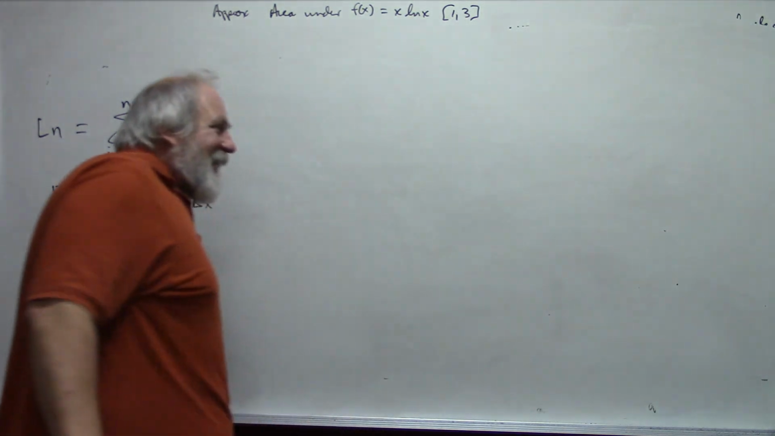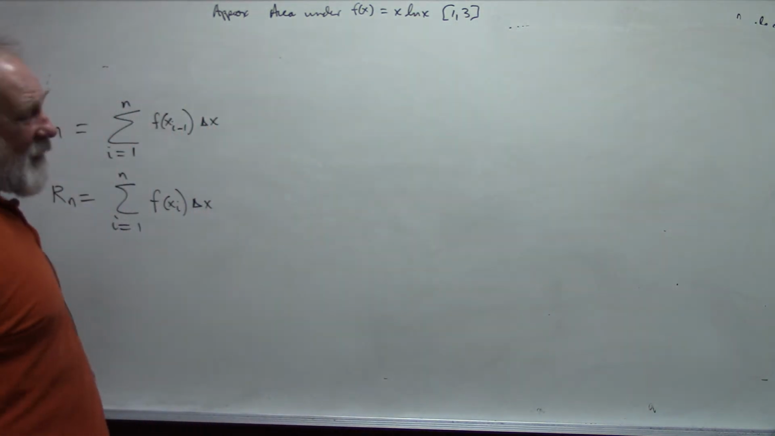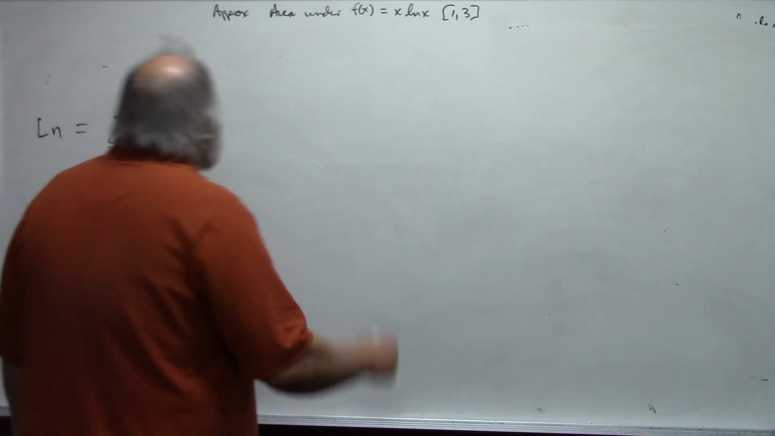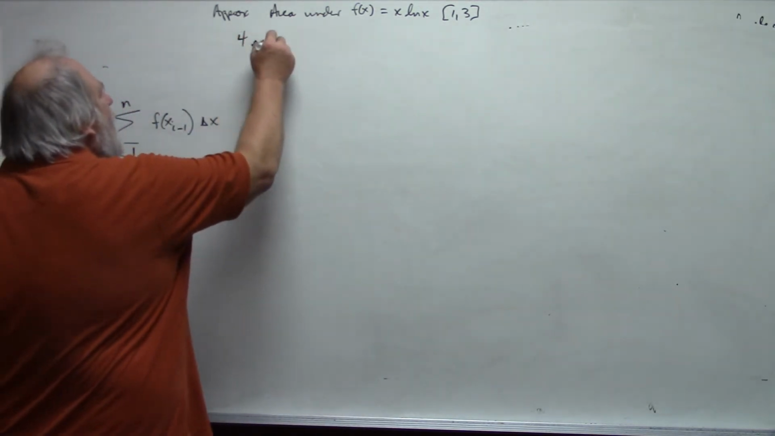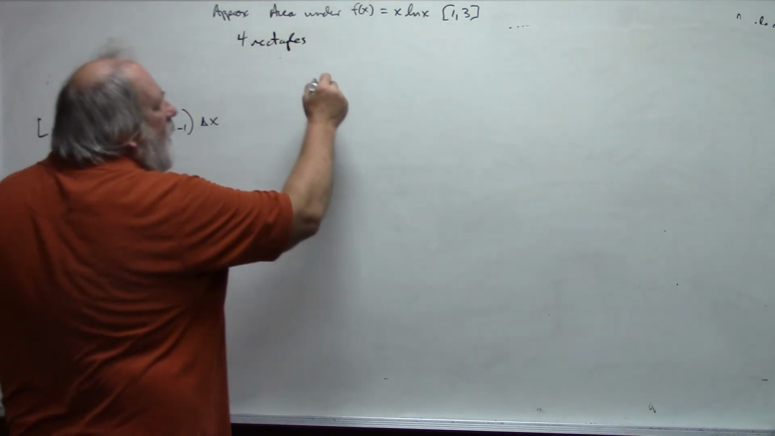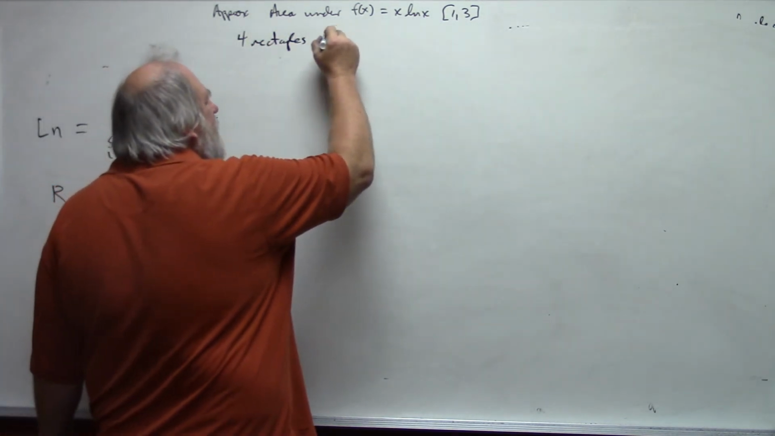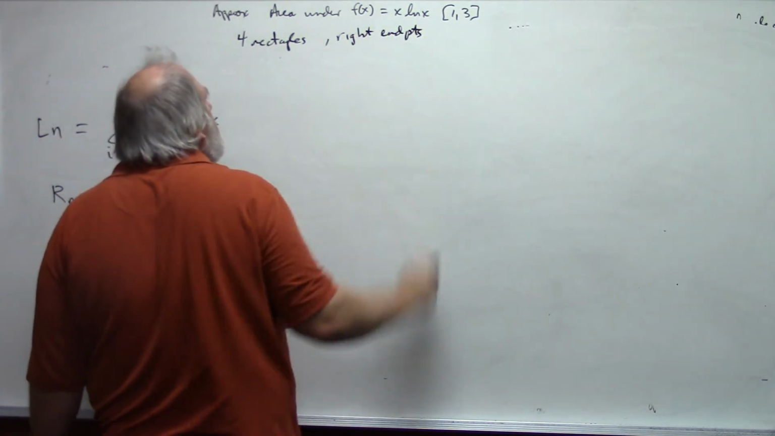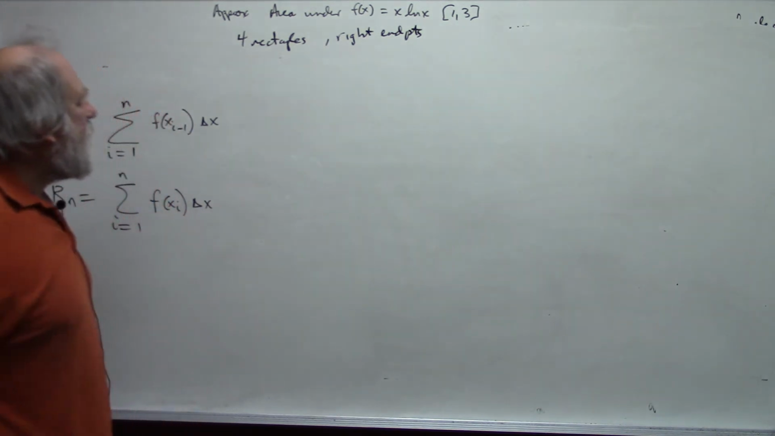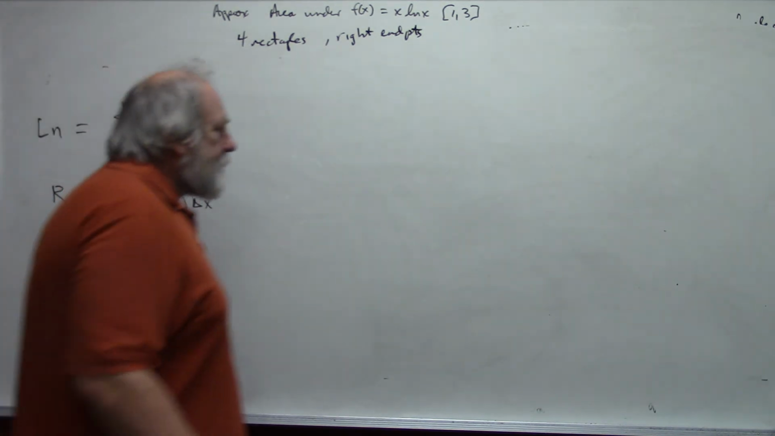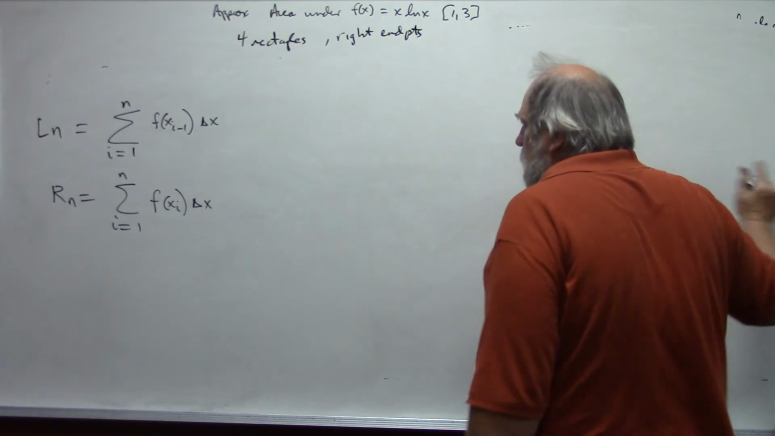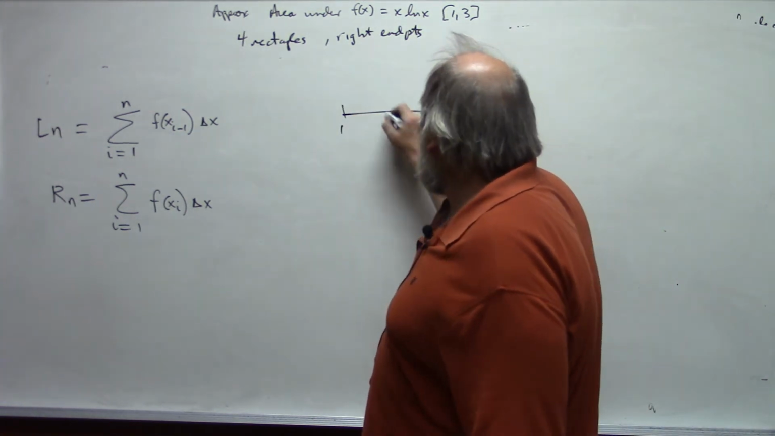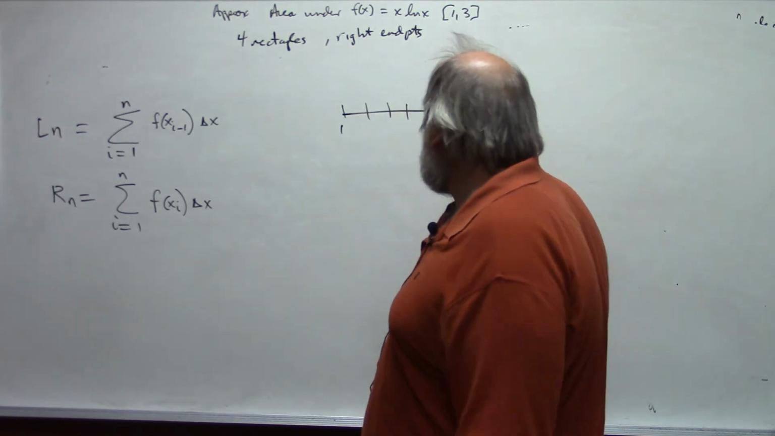This function is always non-negative. It's 0 at 1, but it's always non-negative on this interval. And we're going to first do this with 4 rectangles and using right endpoints. Okay, so if I want to do this, the first thing I'll do is draw a number line here and break this apart into 4 subintervals.